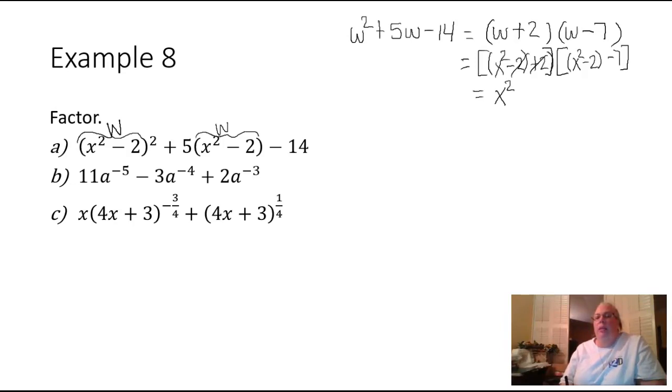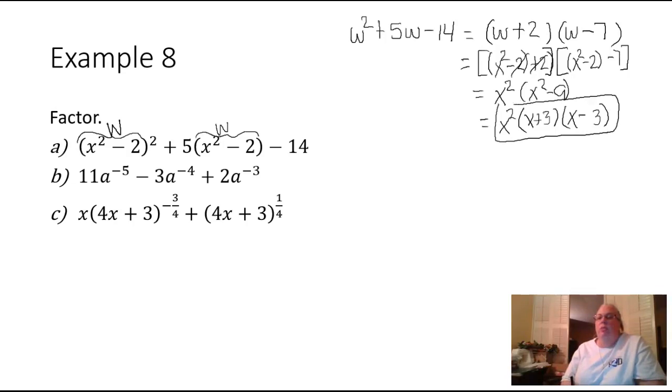In the second parentheses, I have negative 2 minus 7. That's going to leave me with x squared minus 9. And oh, look, that's going to factor again because x squared is a perfect square and 9 is a perfect square. So we know that's going to factor into two parentheses. So x times x is going to give me x squared, and 3 times 3 is going to give me 9, and one should be positive and one should be negative. This is the solution to part A.